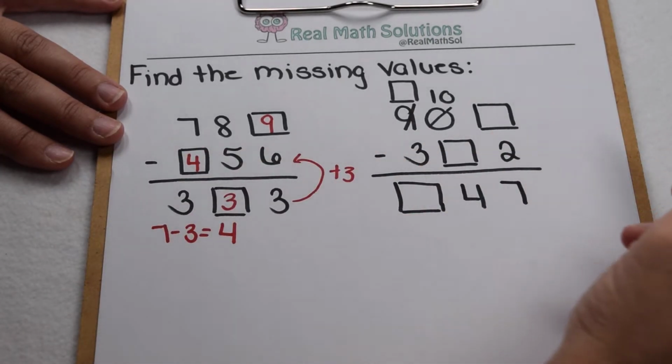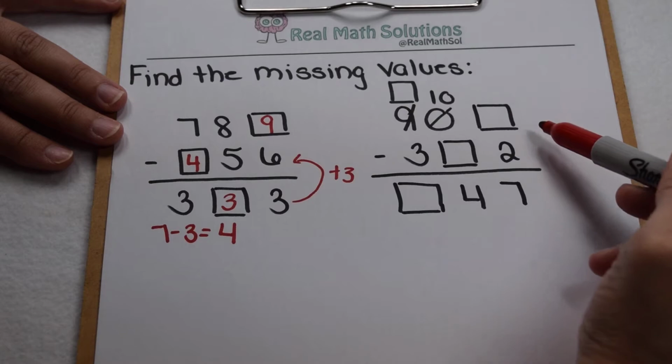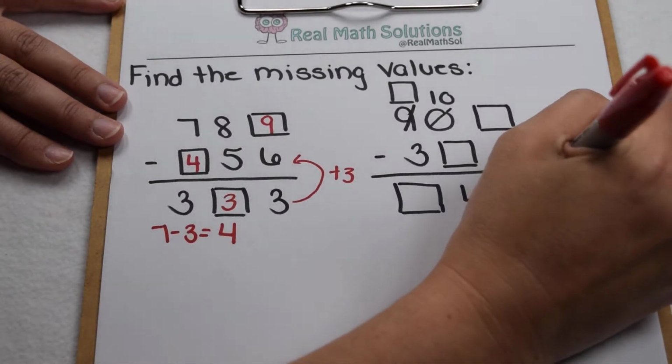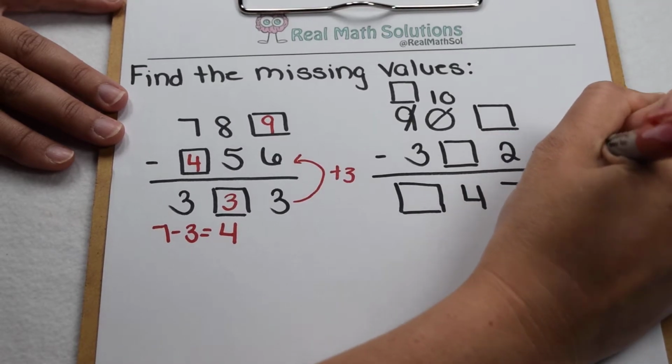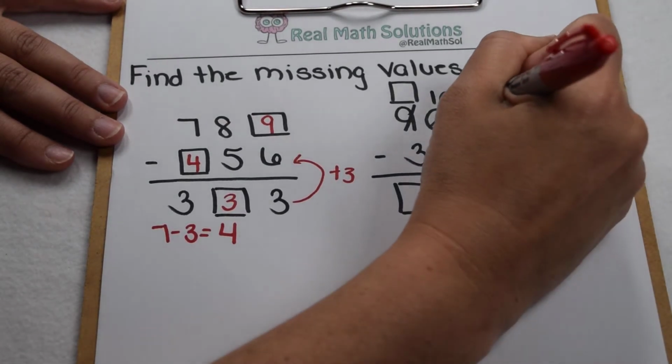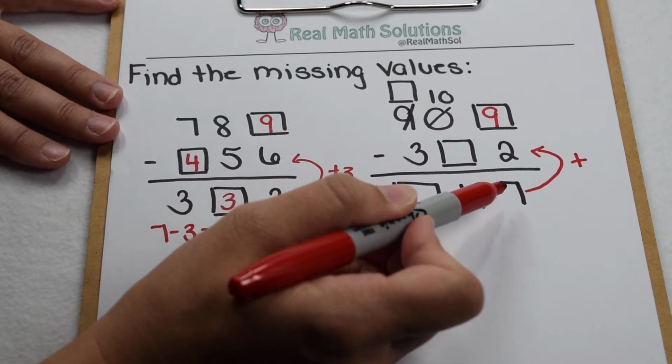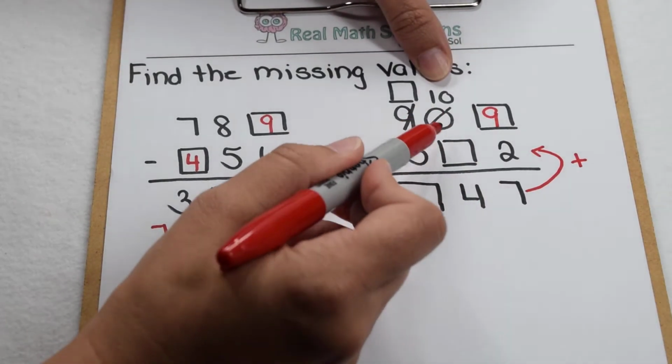Let's come over and try this one. Here we see we have something minus 2 leaves me with 7. Well, again, we can work backwards to find out what that something is and add together my 7 and 2, and that leaves me with 9. 9 minus 2 does give me 7. When we come over here to our tens column, it gets a little trickier.